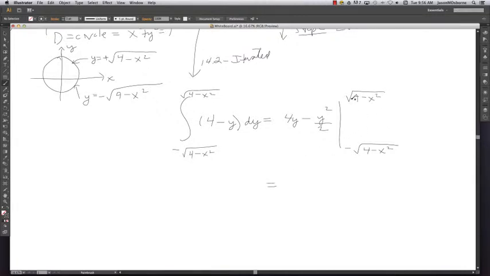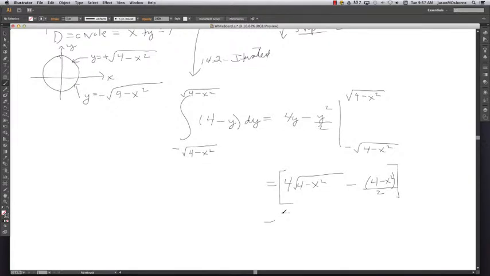which gives us 4 square root of 4 minus x squared minus 4 minus x squared divided by 2. The squared and the square root cancel. There's the top limit, and then I need to subtract out the bottom limit, which would be negative 4 square root of 4 minus x squared.